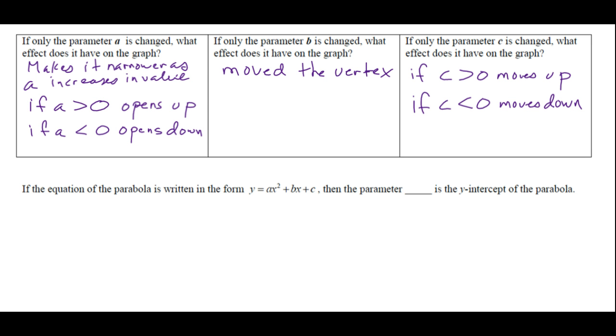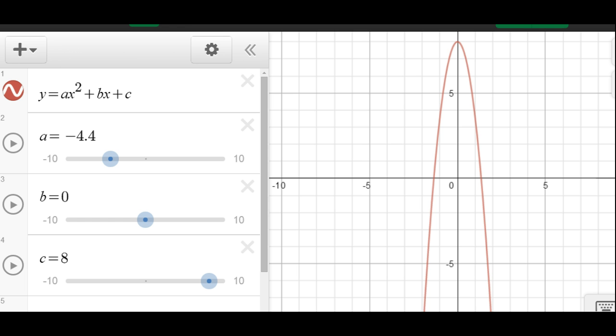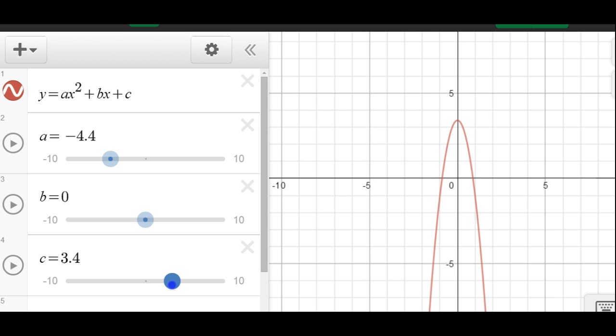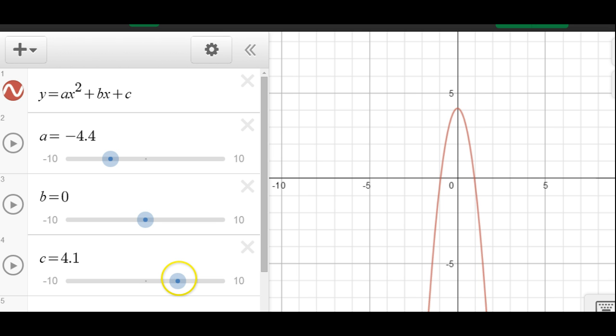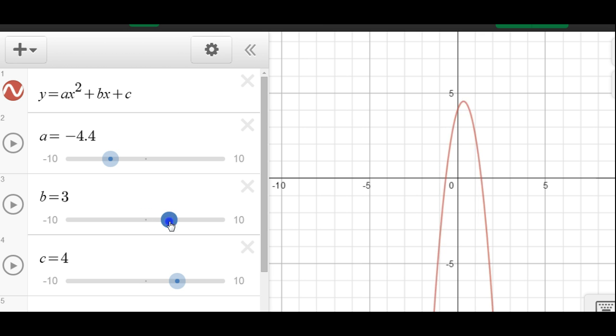If the equation of the parabola is written in the form y equals ax squared plus bx plus c, then the parameter blank is the y-intercept of the parabola. Yeah, let's go look here. Here, c is 4. Let me move b a bit.